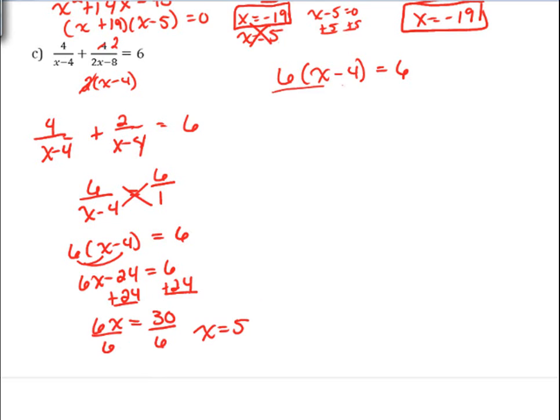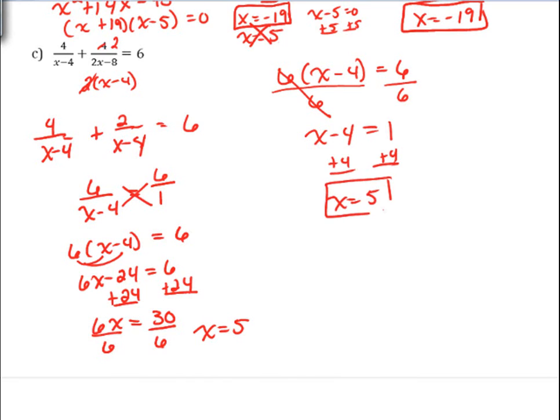The other way would be to divide both sides by 6. These 6's cancel, and we get x minus 4, and 6 divided by 6 is 1, and then add 4 to both sides, and we get x is equal to 5. So again, either way we come up with the same answer. It's just a matter of which you prefer doing.